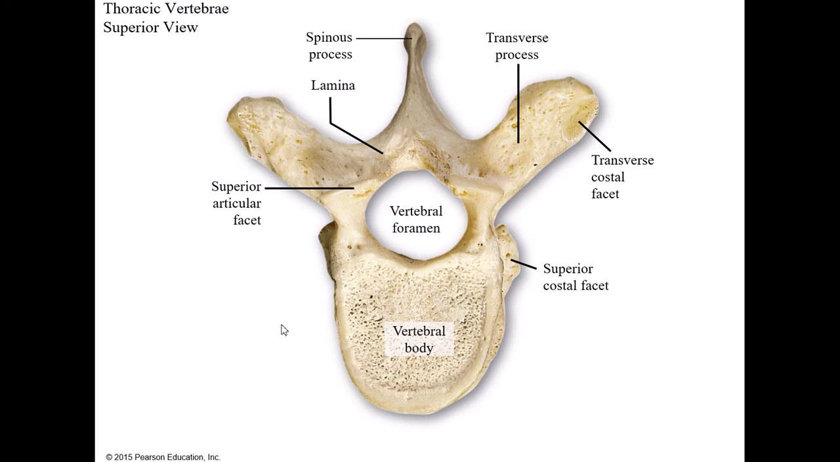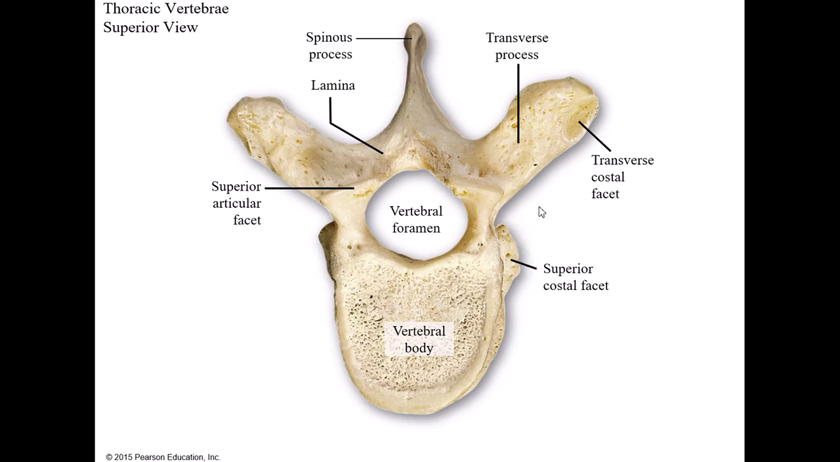So that means there has to be some mechanism to attach the rib to the thoracic vertebrae. And here they are. If you were to look at the side of the thoracic vertebrae, there is a facet. Again, it's a flat area for the rib. Whenever you hear the word costal, think rib. So a part of the rib is going to go here.